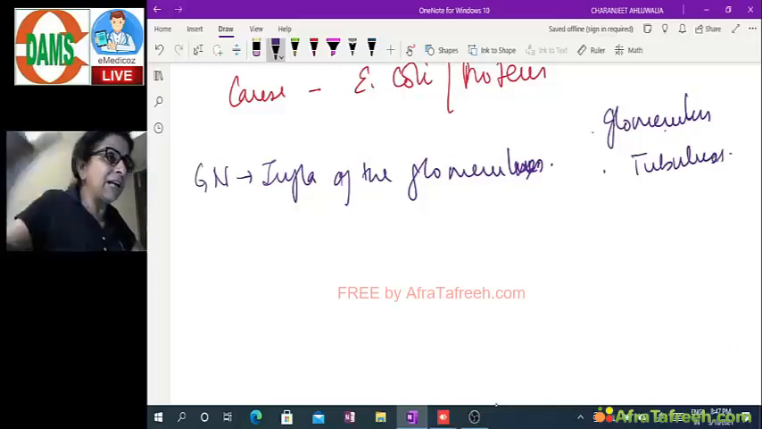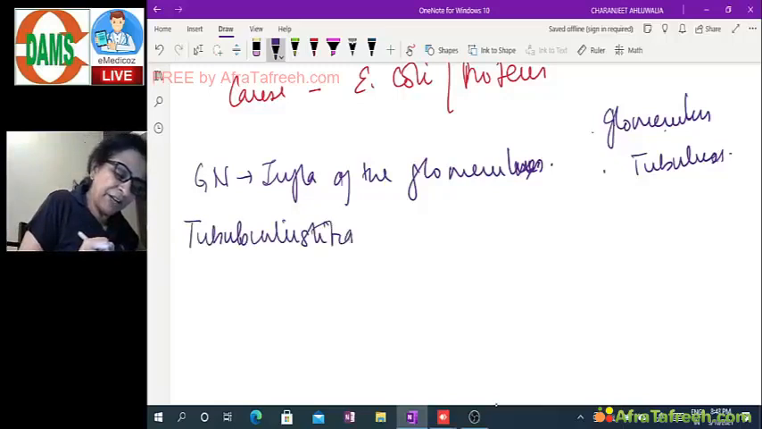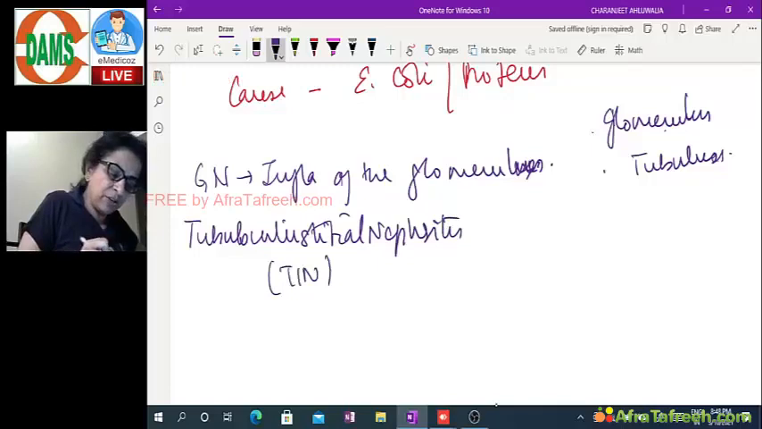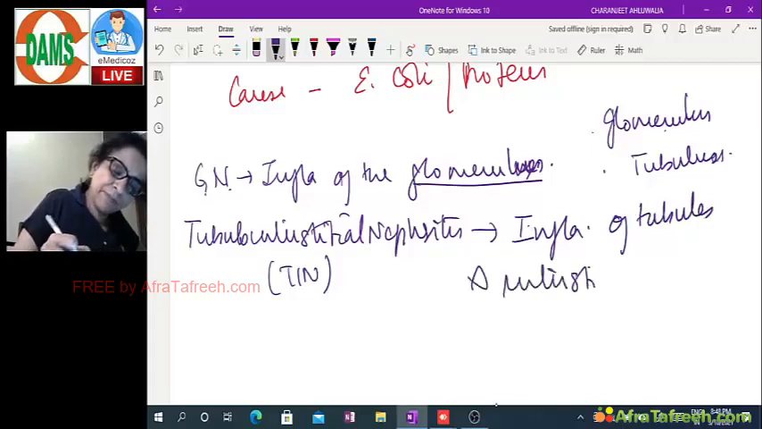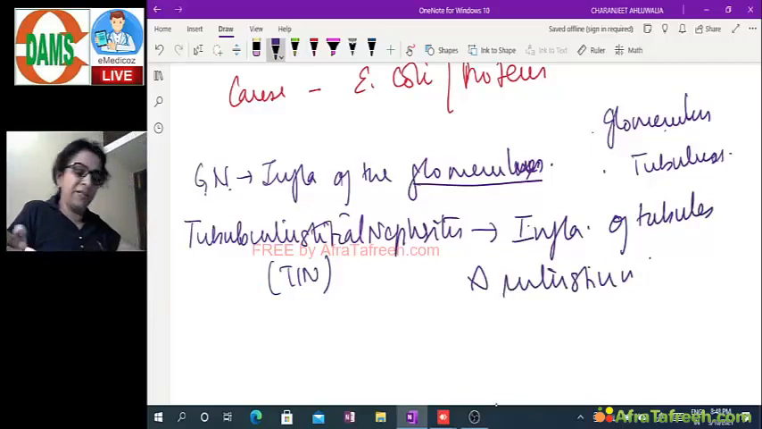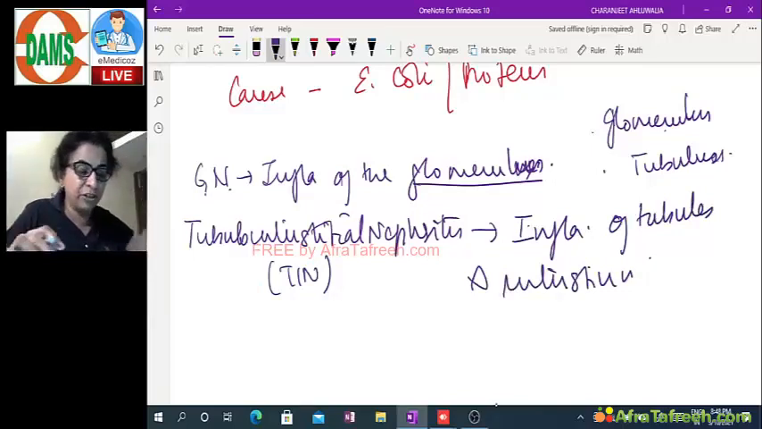Now the nephron lies in a background of interstitium. So now what is tubulointerstitial nephritis? What is tubulointerstitial nephritis, which is also called TIN? So inflammation of the glomerulus is glomerulonephritis. Inflammation of tubules and interstitium is called tubulointerstitial nephritis. So what is tubulointerstitial nephritis? Inflammation of the tubules and interstitium is tubulointerstitial nephritis.